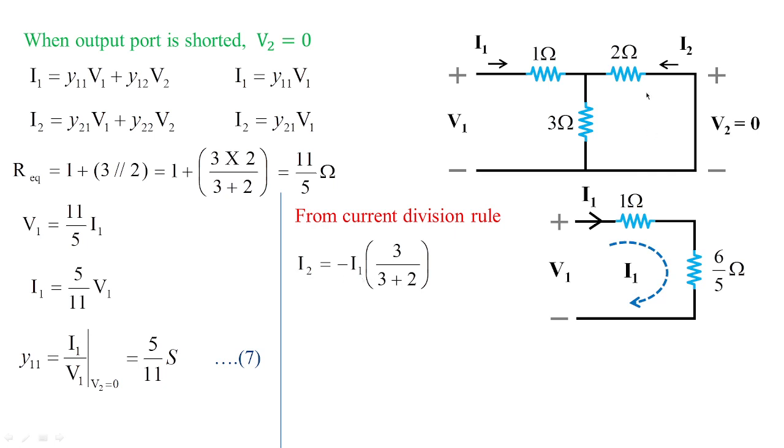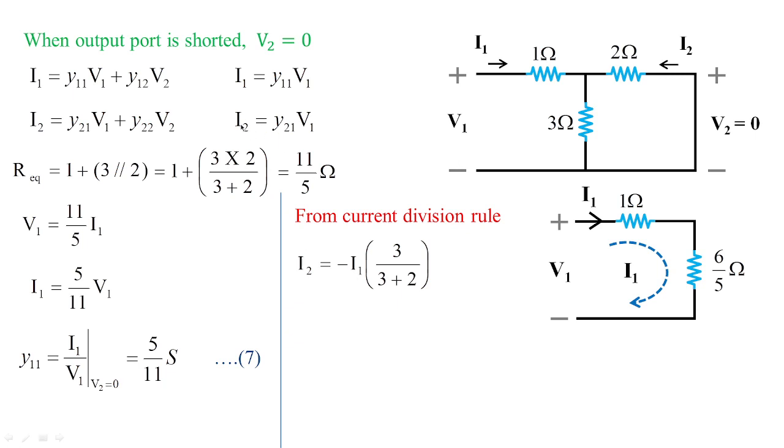So I2 is equal to, from the current division rule, so you can see this current is flowing in opposition to I1, that is why minus. The total current is I1. For this branch, that is the current flowing in 2 ohms, the opposite or parallel resistor is 3 ohms. So total current multiplied with the opposite resistance and the whole divided by the sum of these two parallel resistors. So minus I1 multiplied with 3 whole divided by 3 plus 2. So now I got I2 in terms of I1.